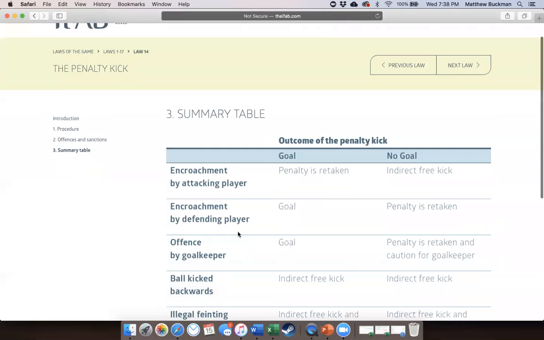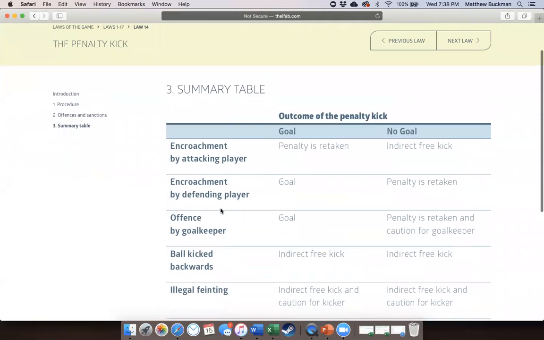Moving on to the next one here, offense by a goalkeeper. So if a goal is scored, the goalkeeper encroaches or comes off the line early and the goal is scored, then we award the goal. If the goalkeeper saves it, or if the ball goes wide and the goalkeeper has come off the line, the penalty for that is we retake the penalty kick and we caution the goalkeeper.